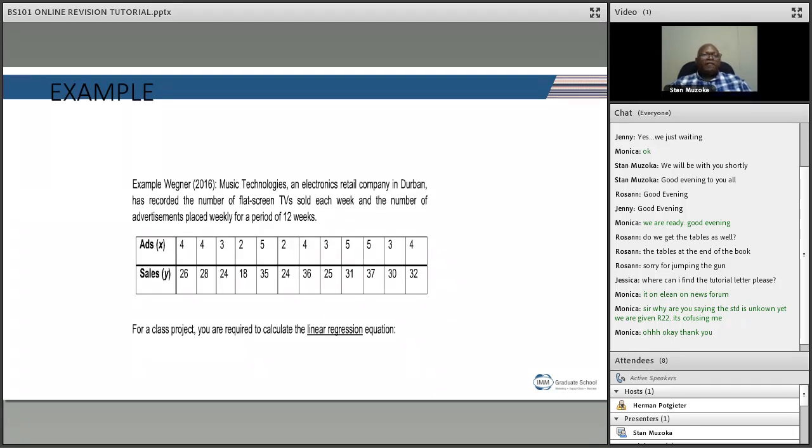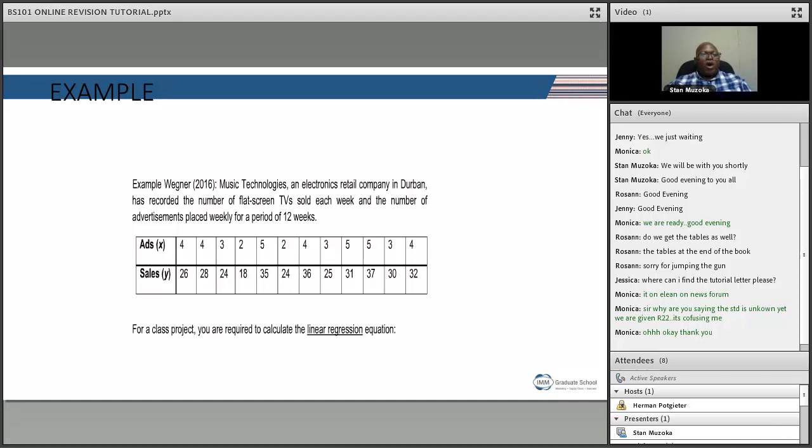We are told that Music Technologies in Durban has recorded the number of flat screen TVs sold each week and the number of adverts placed weekly for a period of 12 weeks. They want to determine the relationship between adverts and sales.